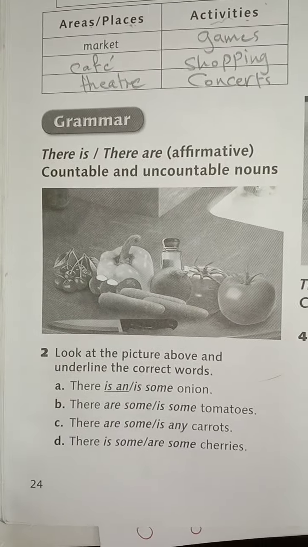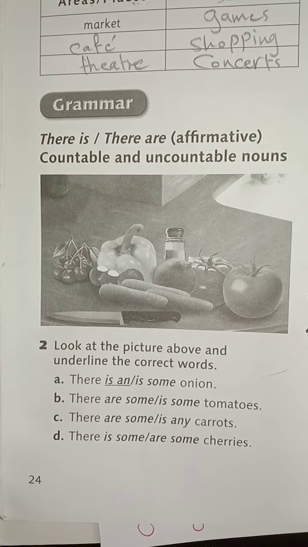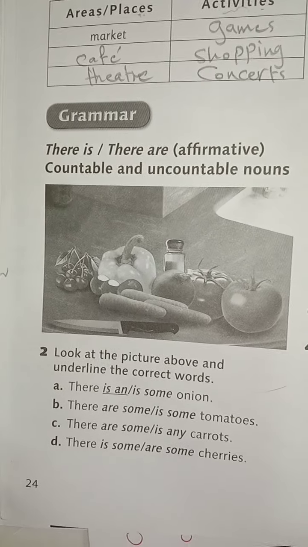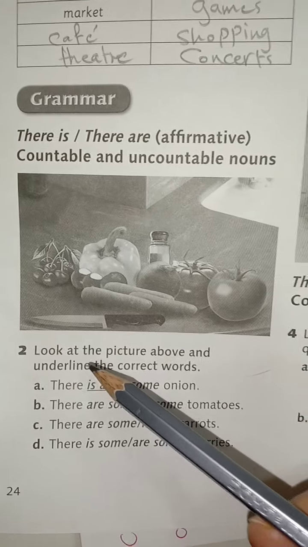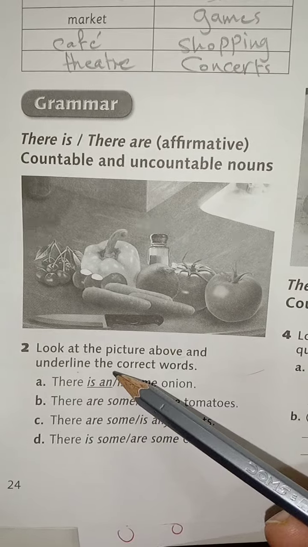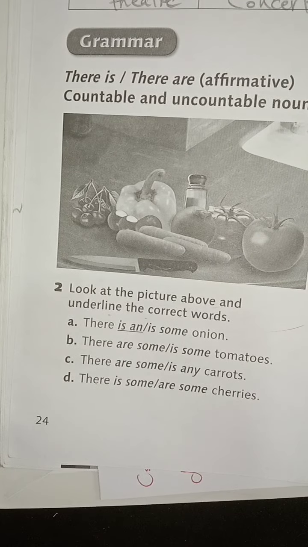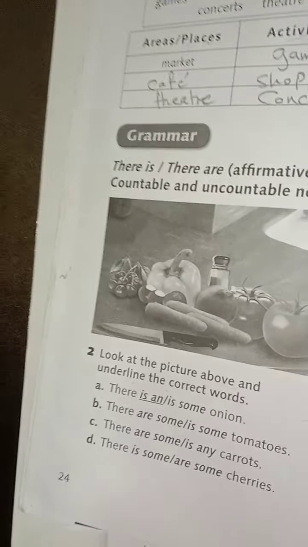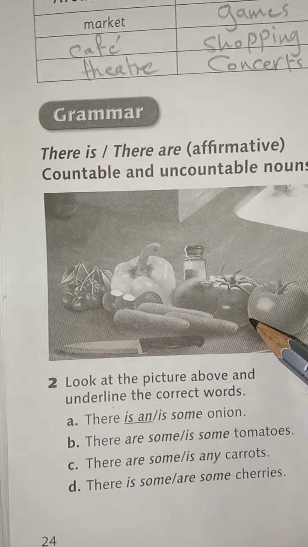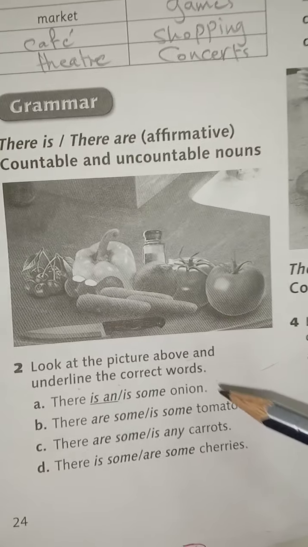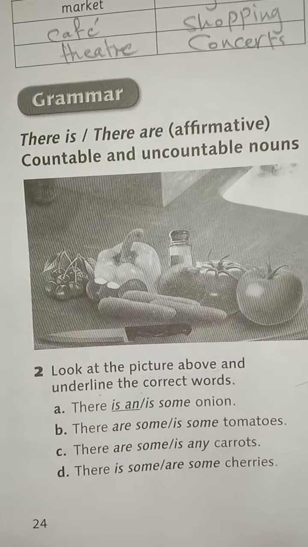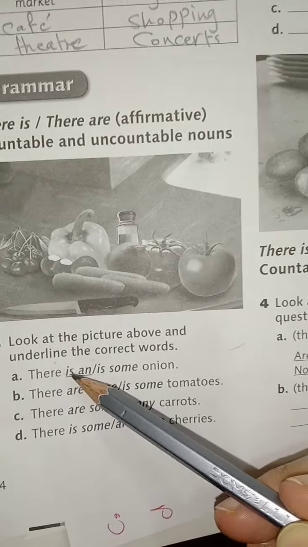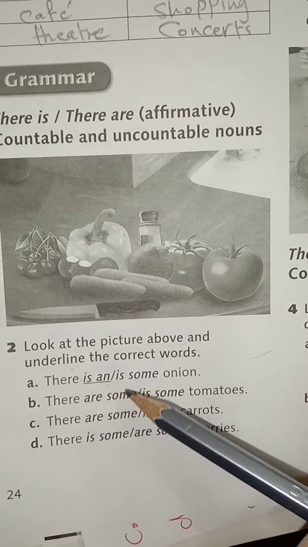Grammar, there are, affirmative, countable, uncountable nouns. Look at the pictures here, we have some fruits and vegetables, okay? And we have a knife. Now, exercise number two, look at the picture above and underline the correct words, okay? There is an or is some onion, according to the pictures here, okay? We have onion or not. هل في عندي هنا بصل بالصورة ولا لا؟ إذا كان موجود أكيد راح نحكي there is, مش موجود there are, وخلي there aren't أو there isn't وخلينا نشوف. Number one, there is an onion or there is some onion.